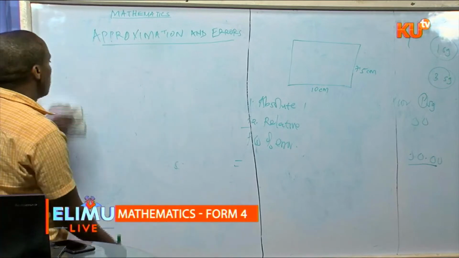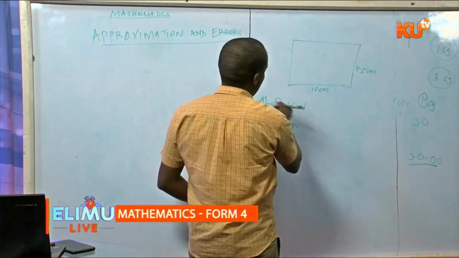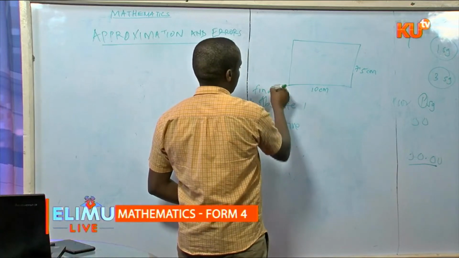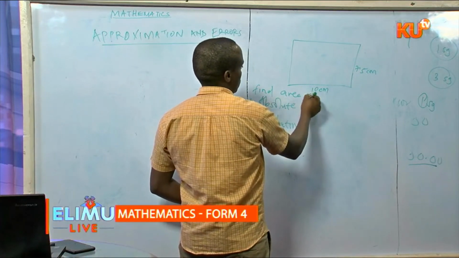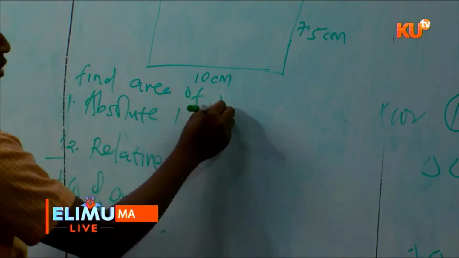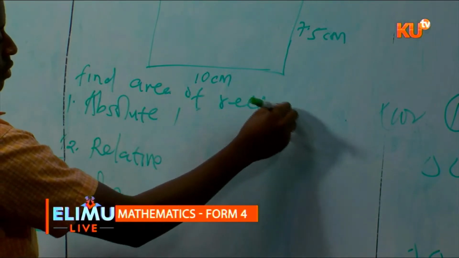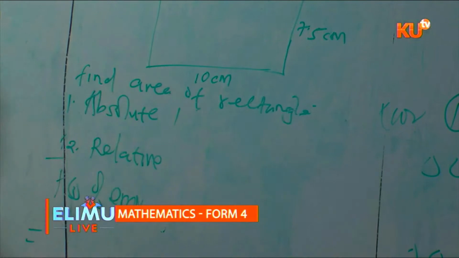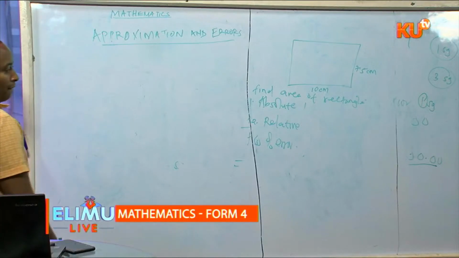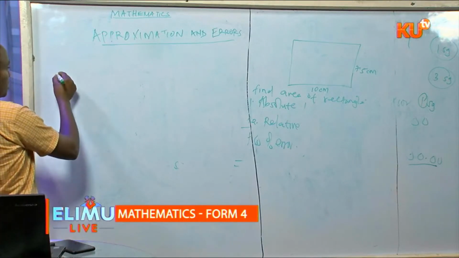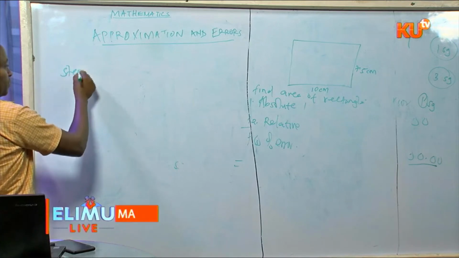For the absolute, maybe I want to find the area, so find the area of the rectangle. Yeah, like that. And get the absolute, relative, and the percentage. So the actual, it will be very simple here. First, you look at the first step to follow.